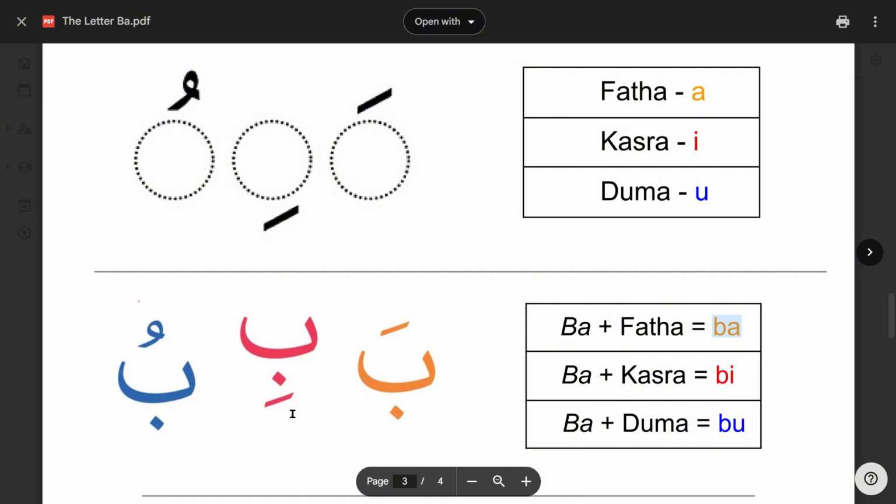Whenever you find a kasra at the bottom, this is the B, you're going to add the E under it. So this is a B, this is an E. Now you read it bi. And whenever you find the dhamma or the ribbon on top, this is a B, this is a U. Now you read it bu. So now you're adding the vowel to this letter. So we have ba, bi, bu is how you would read this. Does anybody have any questions?